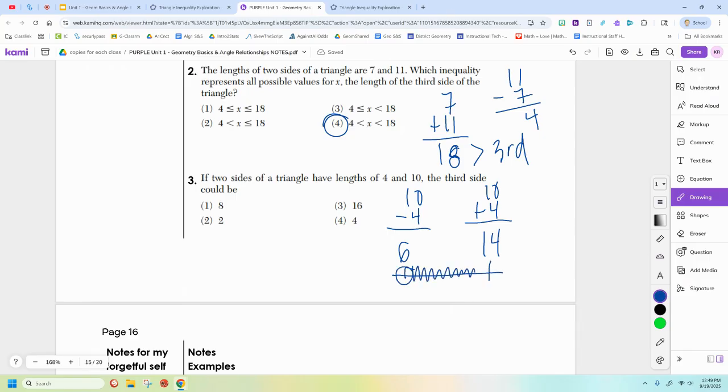I don't know if you guys remember the shaded inequality with the open circles, right? You can do any side length between 6 and 14, or we could do it this way: 6 is less than x is less than 14, and x is the third side. So which choice can we pick? 8. Did you guys see how 8 is the only one that's in between the lower bound and the upper bound?